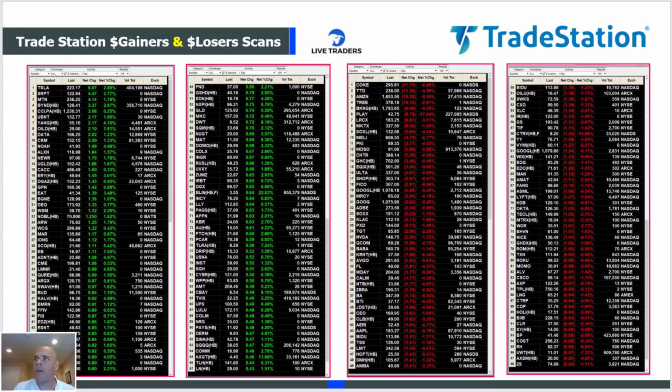But one of the things that I want you guys to get in the habit of doing is looking at the volume. Note in this particular day, you can see this is a little bit older because Tesla is now at like, I don't know, $2 million.